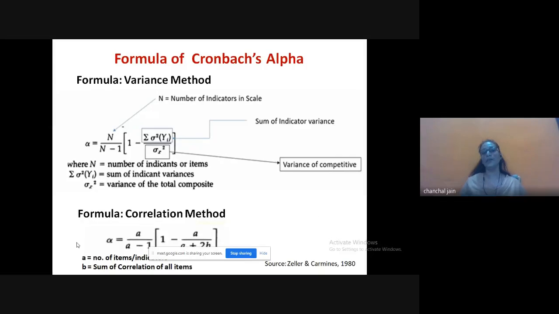Then in this slide you can see formulas are given. With the help of these formulas we can calculate Cronbach's alpha manually. First method is the variance method, second method is the correlation method. And these are the formulas. With the help of these formulas we can calculate the value of Cronbach's alpha manually. But when we have software, why would we take such pains to calculate the Cronbach's alpha value manually? So I am moving to the next slide now.